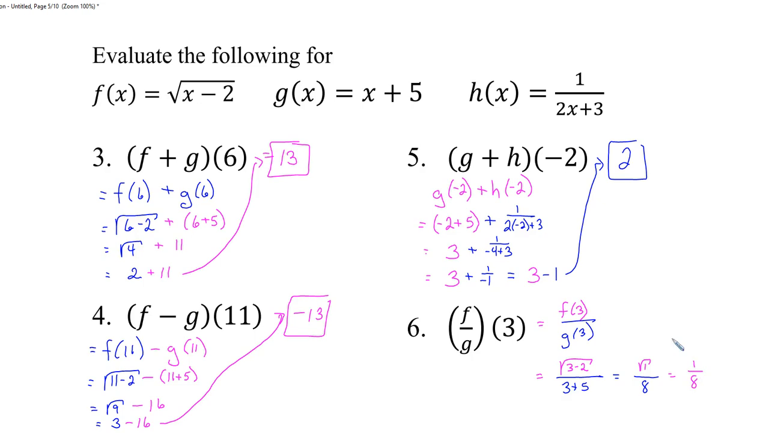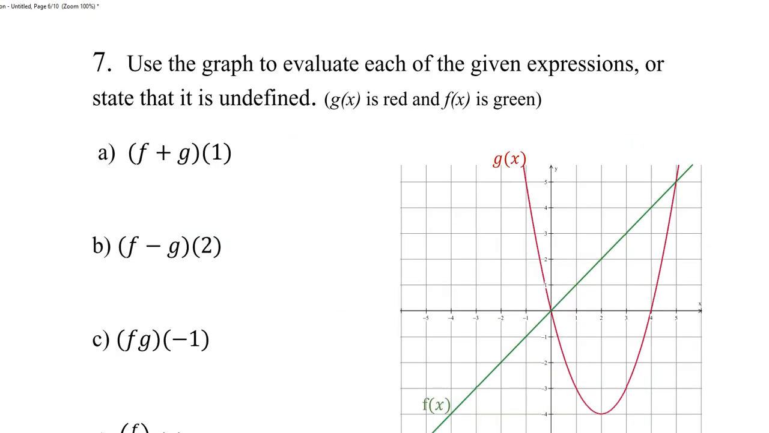So I have 1/8, and so I can say that f divided by g of 3 has a value of 1 over 8, and that would be my final answer here. Okay? So now we're just going to evaluate those at each piece and then either add or subtract. Okay. Moving on to the next part, we are looking at the graph here.